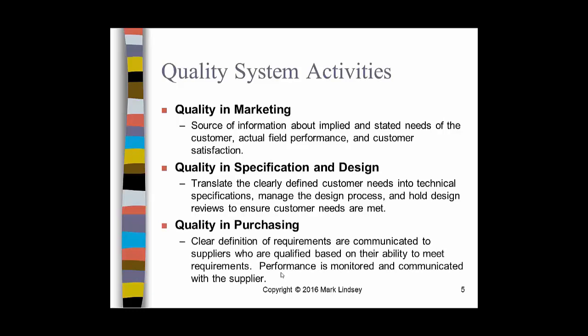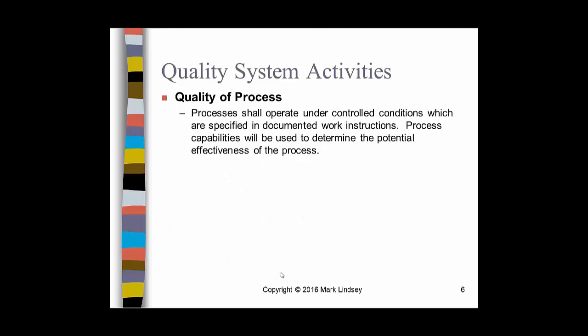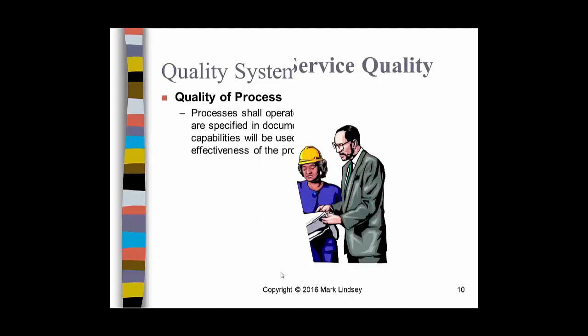Quality and purchasing. You have to define the requirements and communicate them to your suppliers. Suppliers need to be qualified based on their ability to meet those requirements. And the performance is monitored and communicated with the supplier. And you have your quality of process.